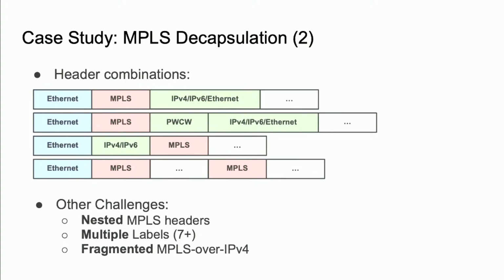This slide just shows a few different MPLS header constructs. There's IPv6 and Ethernet. There's a pseudo-wire control word. There's even MPLS over IP. We also had scenarios where we had Ethernet, MPLS, multiple other payloads, maybe Ethernet again, and then another set of MPLS layers. We also found that some of the packet brokers we dealt with had limitations to how many MPLS labels can be removed. And a challenging one was fragmented MPLS over IPv4.